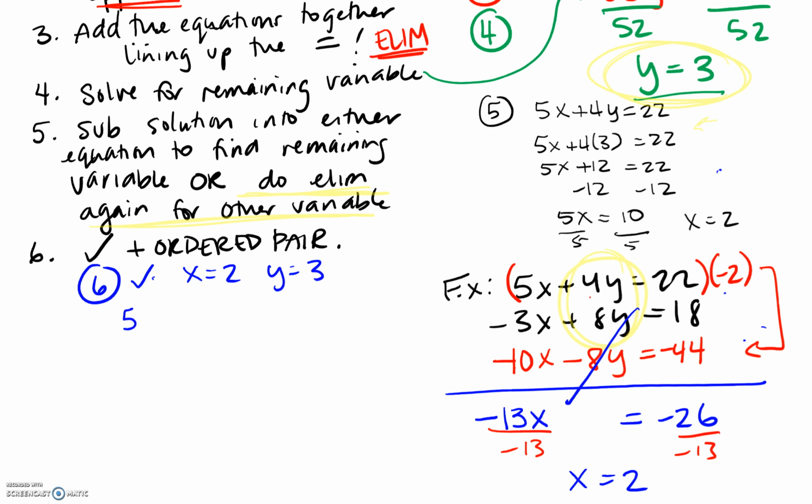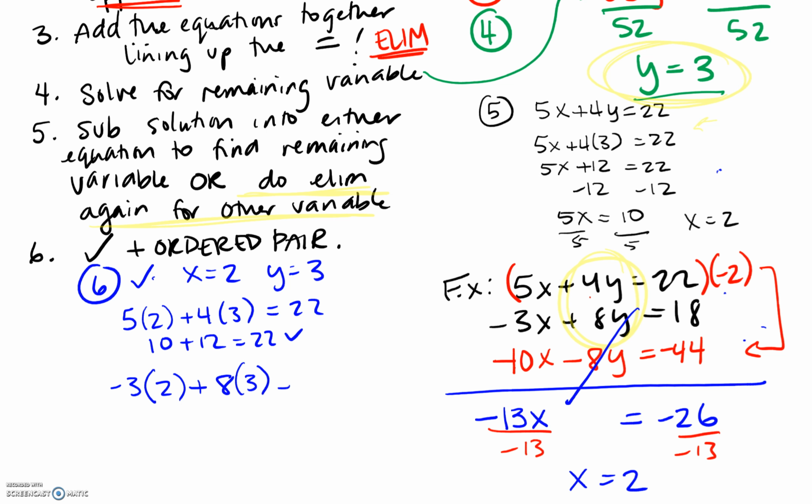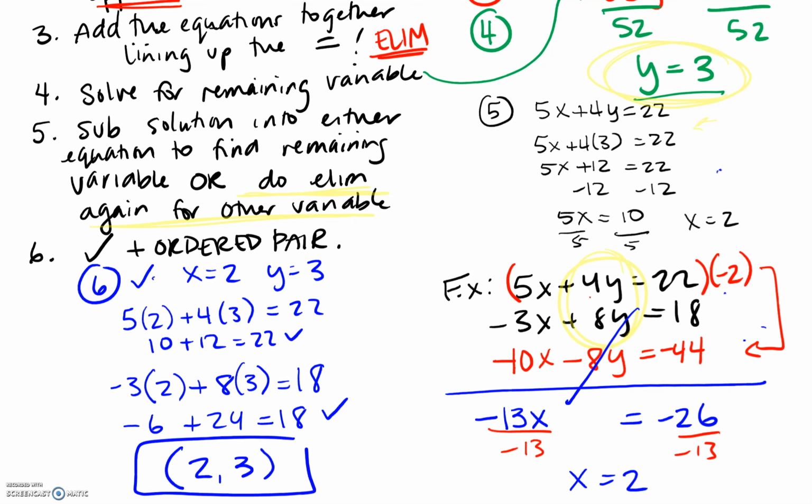So for the first equation, 10 plus 12 does equal 22, so it works perfectly. And then the second equation was a negative 3x plus 8y is equal to 18. So negative 6 plus 24 is equal to 18, which is also true. So we are finally ready to write our ordered pair and finish this thing up by boxing up our answer. So that's elimination in a nutshell.